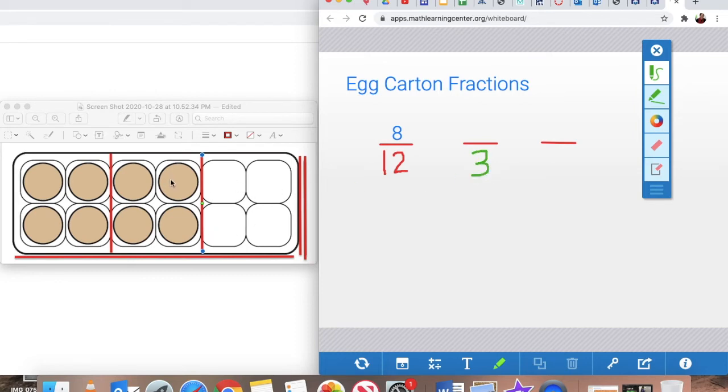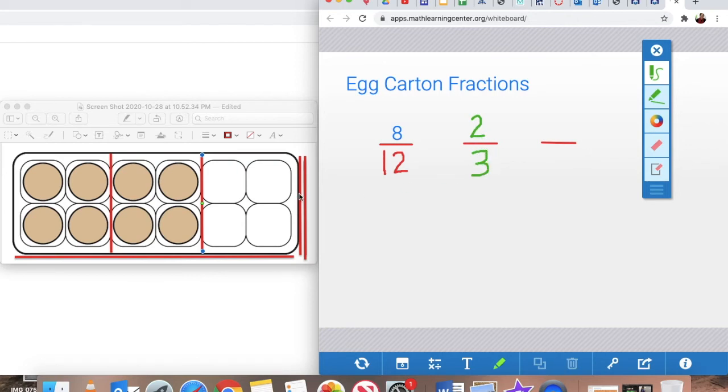How many of these sections are filled? This section is filled, this section is filled, this section is not. 2 of the 3 sections of the egg carton are filled. So when I write the fraction 8/12, that's the same as 2/3. I'm just putting more groups together to make less sections.